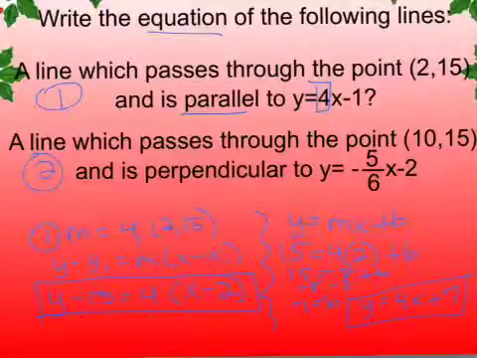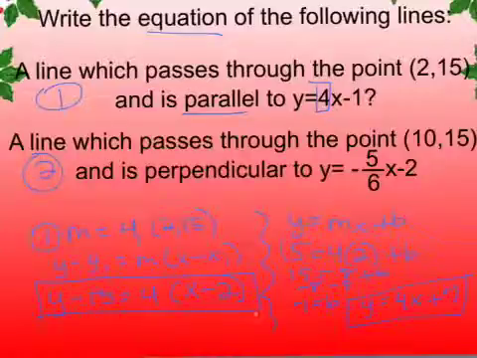Now, you can see that if we distributed the 4, we'd get y minus 15 equals 4x minus 8. When you add the 15 to the other side, you get y equals 4x plus 7. So you can change this into slope-intercept form as well.